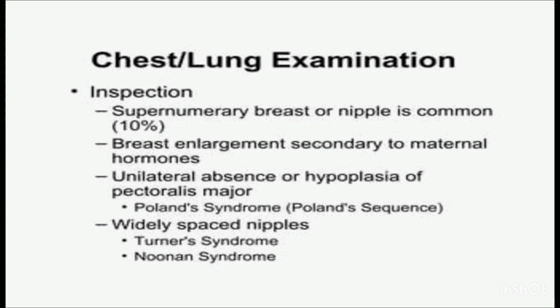Next is chest or lung examination. In inspection, supernumerary breast or nipple is common in 10% of newborns. Breast enlargement secondary to maternal hormones. Unilateral absence or hypoplasia of pectoralis major, Poland syndrome. Widely spaced nipples: Turner syndrome or Noonan syndrome.